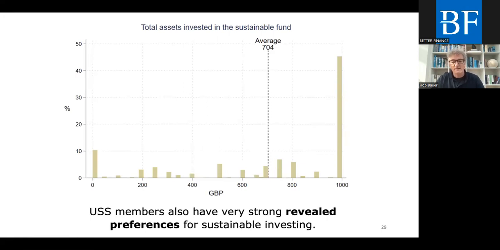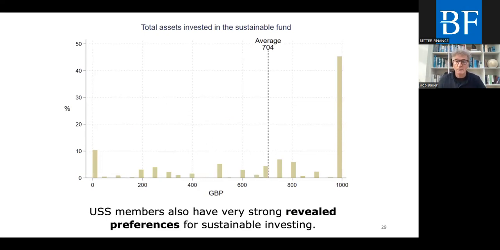So these revealed preferences for sustainable investing are again strong. And also at this, let's say roughly 70% of 1,000, you see that a lot of people put the whole money into the fund, 45%, but it's also scattered around all the other numbers. And you see that 10% put nothing in the fund. So there is some variation between participants here, but on average people invest the largest part in that fund. And then there are financial incentives.